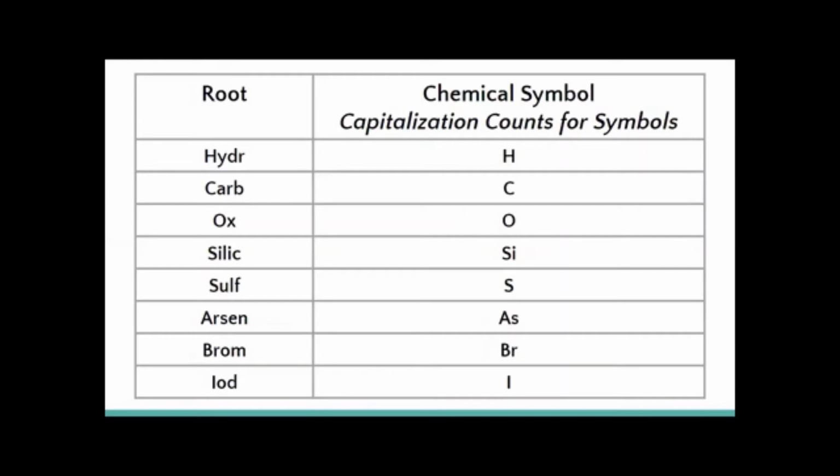The root sulf, SULF, goes with S, or sulfur. The root arsen, ARSEN, goes with As, or arsenic. The root brom, BROM, goes with Br, or bromine. And the root iod, IOD, goes with I, or iodine.